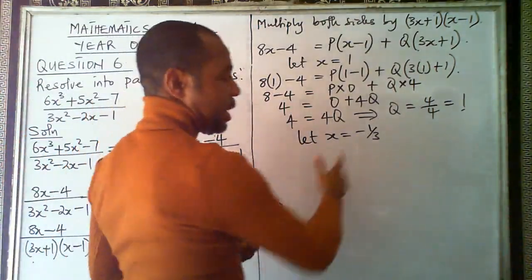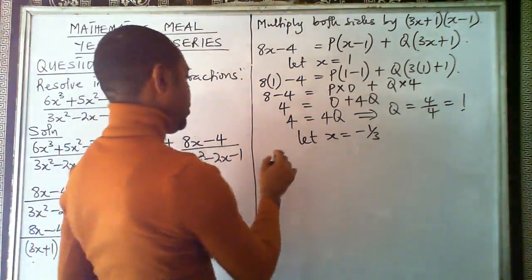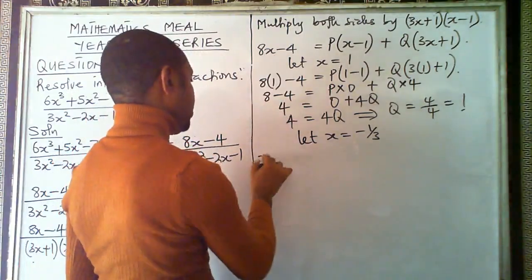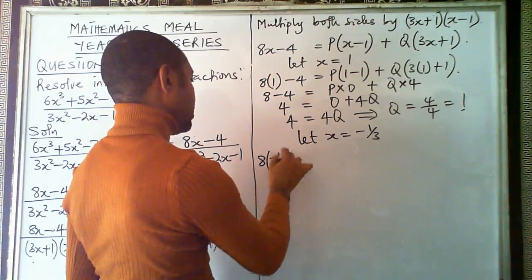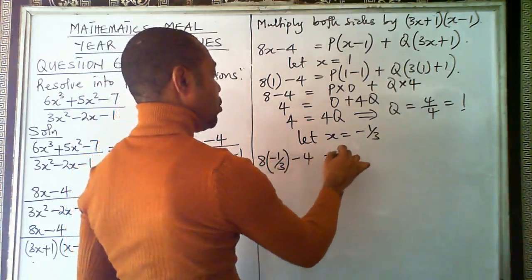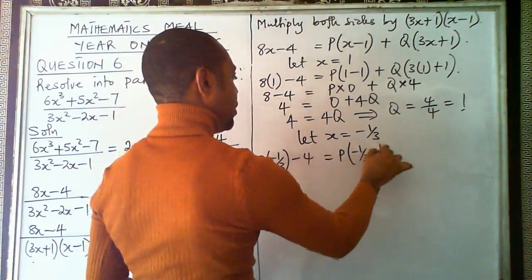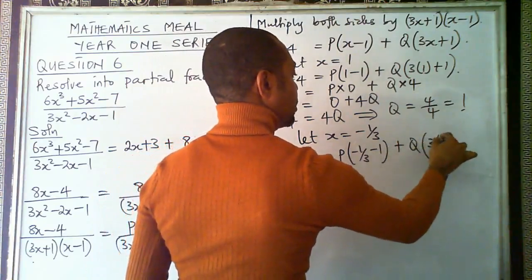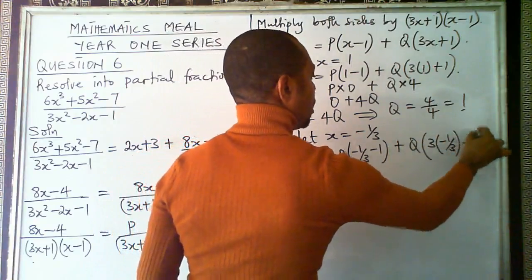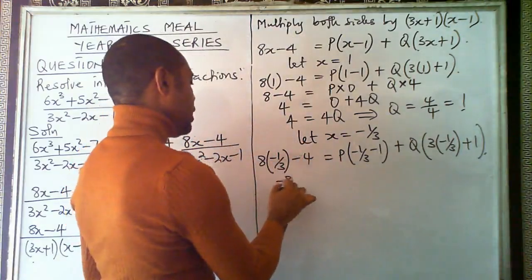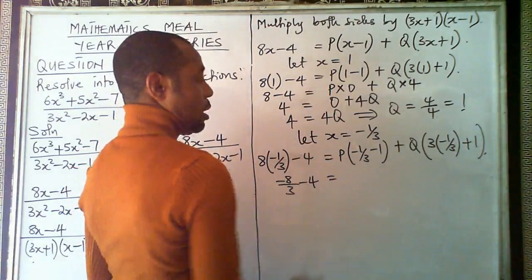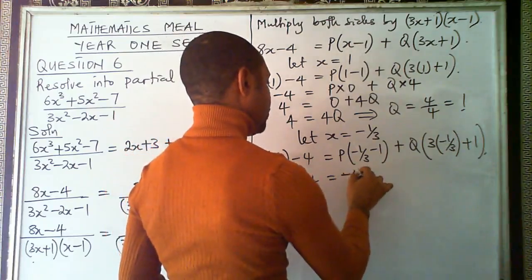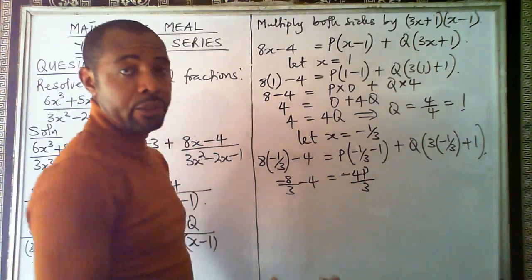So let x be minus 1 over 3. So let's substitute x as minus 1 over 3. So we have 8x minus 4. In this case now, x is minus 1 over 3. So 8 times minus 1 over 3 minus 4 is equal to p bracket minus 1 over 3 minus 1, plus q into 3 times minus 1 over 3 plus 1. Okay, this will give me minus 8 over 3 minus 4 equals what? This will give us minus 4p over 3.